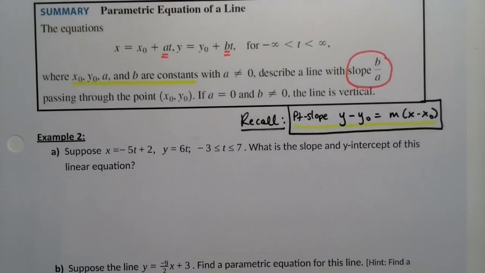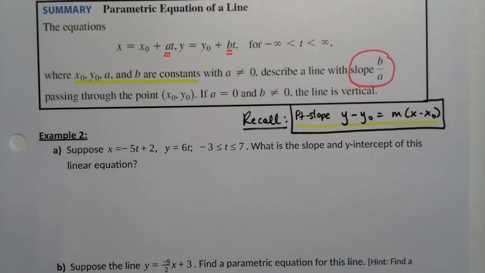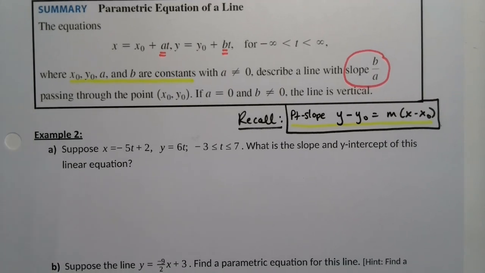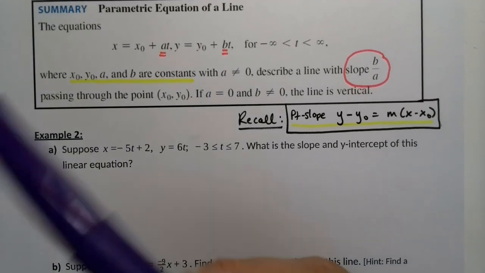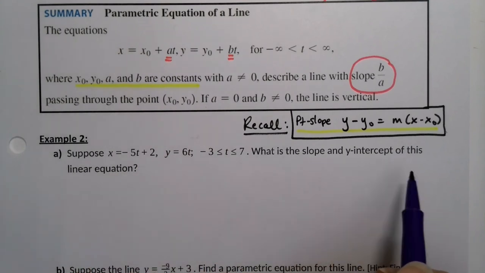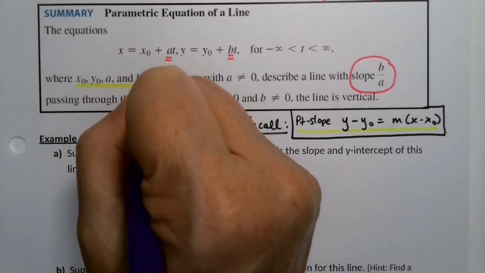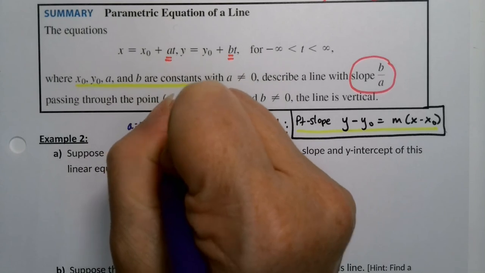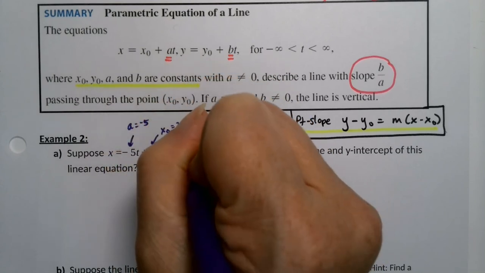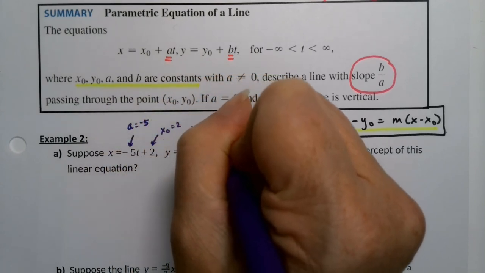All right, so let's look at this particular example. We have x equal to negative 5t plus 2, and y equal to 6t. Let's analyze that really quickly, because those are both linear, so it's going to be a line, right? That's why I know it's going to have a slope and a y-intercept. So if I look at this, I have a, which is negative 5. I have x0, which is 2. I have b, which is 6, and I don't have a y0, so y0 is 0.